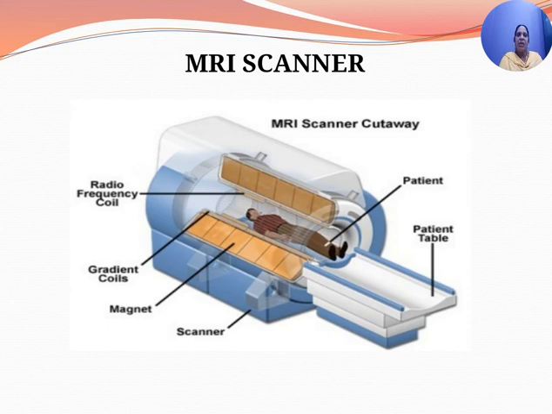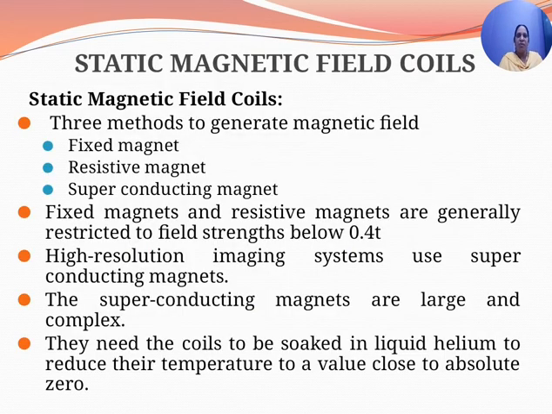So this is the arrangement of our MRI scanner. We have the patient table. The patient is placed on the table and the couch is moved inwards. You have the gradient coils, the magnet, the scanner, the radio frequency coil as I told you earlier, and you have the patient in between the coils. I'll be explaining this in detail.